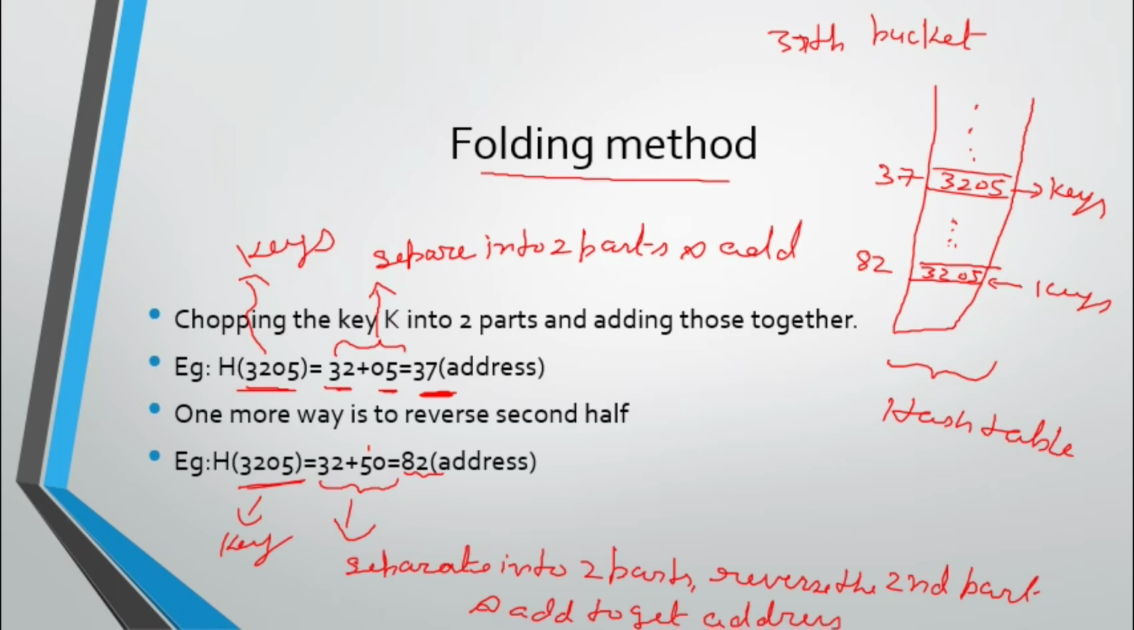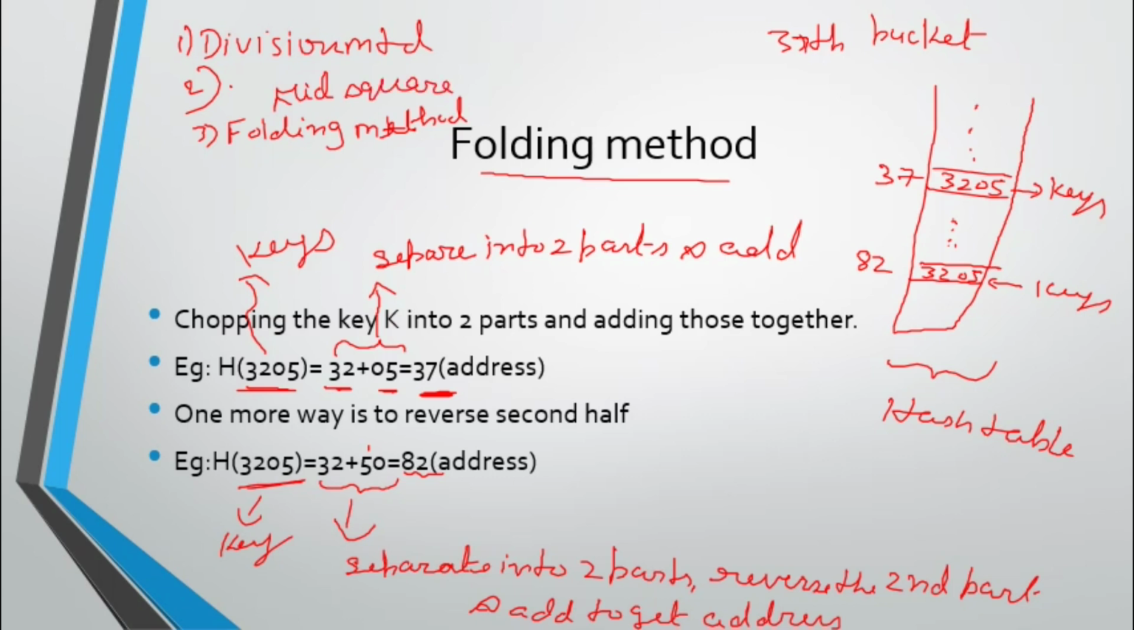So what are the three methods we discussed? First, the division method. The second was the mid square method. The third one was the folding method. All of these are hash functions. So this is about the hash functions.